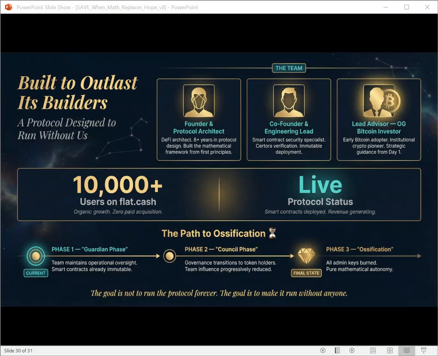And the governance roadmap has three phases. Phase one is operational oversight. The team manages the protocol while it matures. Phase two is governance transition: control transfers to the token holders. And phase three is ossification. All admin keys are burned permanently. The protocol becomes as immutable as Bitcoin's consensus rules. The goal is not to run the protocol forever. The goal is to make it run without anyone's help.